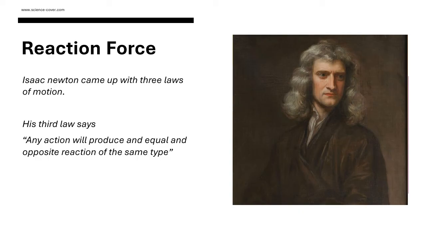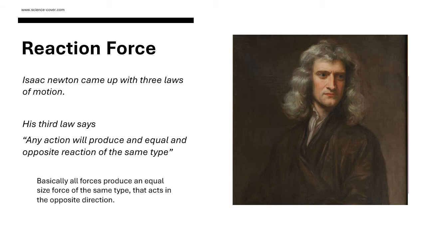Isaac Newton came up with 3 laws of motion. His third law of motion said that any action will produce an equal and opposite reaction of the same type. Basically, this means that all forces produce an equal size force of the same type that acts in the opposite direction.